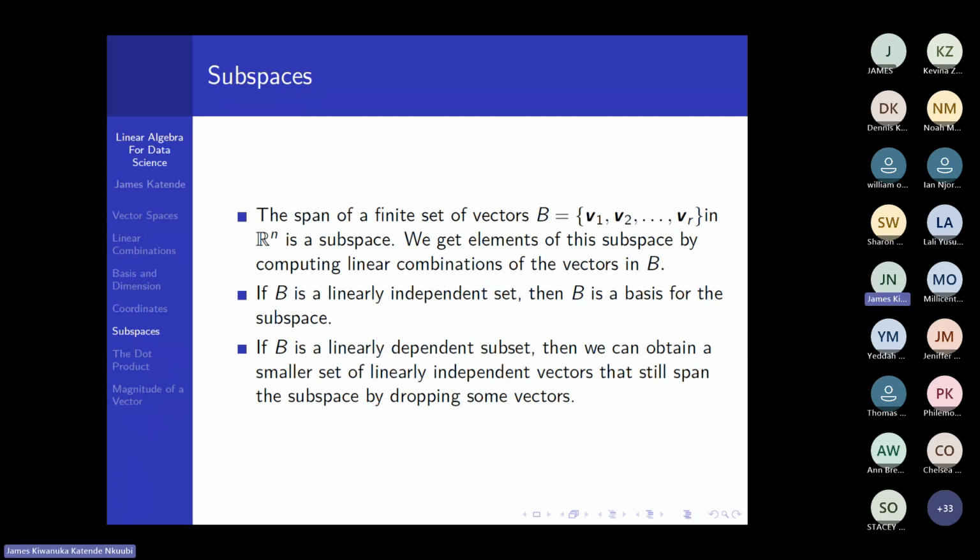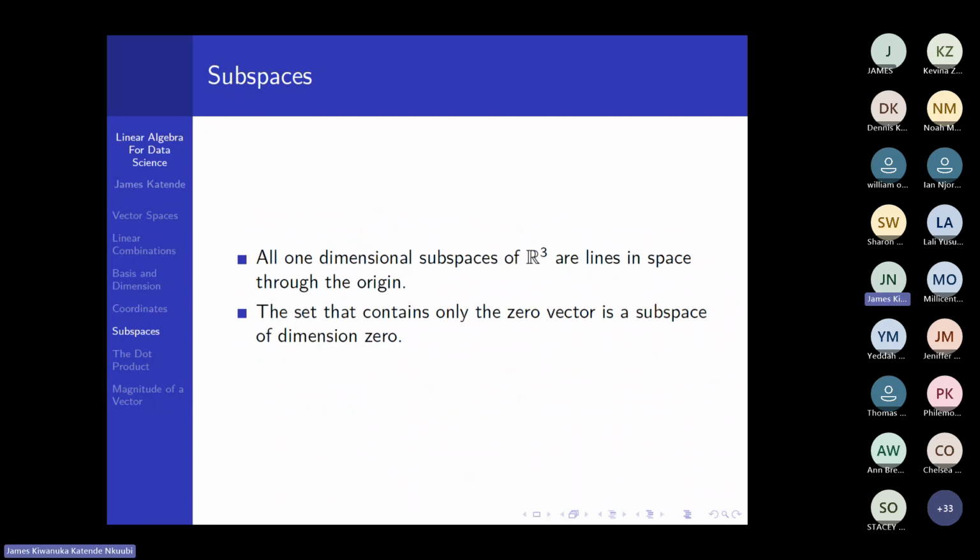So this is possible. I hope that makes sense. I've not done any examples of this, but I think it should be logical. If you need examples, you will let me know. So this one, we have said it already. And now the set that contains only the zero vector is considered to be of dimension 0.